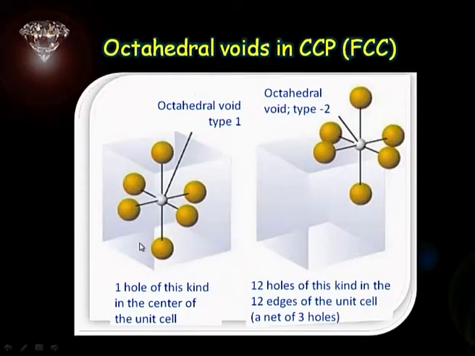That means any void in the edge center will be contributing to 4 different unit cells. In other words, the contribution to a given unit cell is just 1/4 of that. So, there are 12 such octahedral voids, each contributing 1/4. 12 into 1/4 makes it 3. That means the total contribution of the octahedral voids of type 2 to the unit cell adds up to 3. So, there is 1 of type 1 and 3 of type 2, and put together there are a total of 4 octahedral voids. That is again very important.